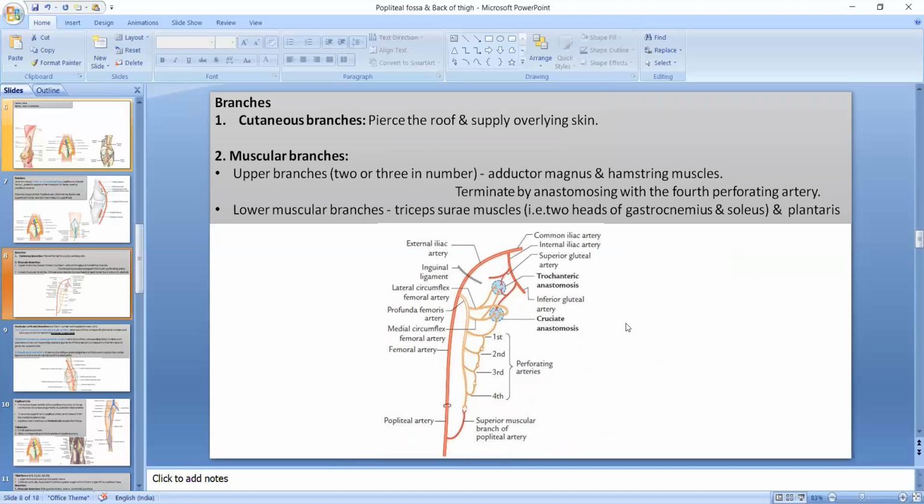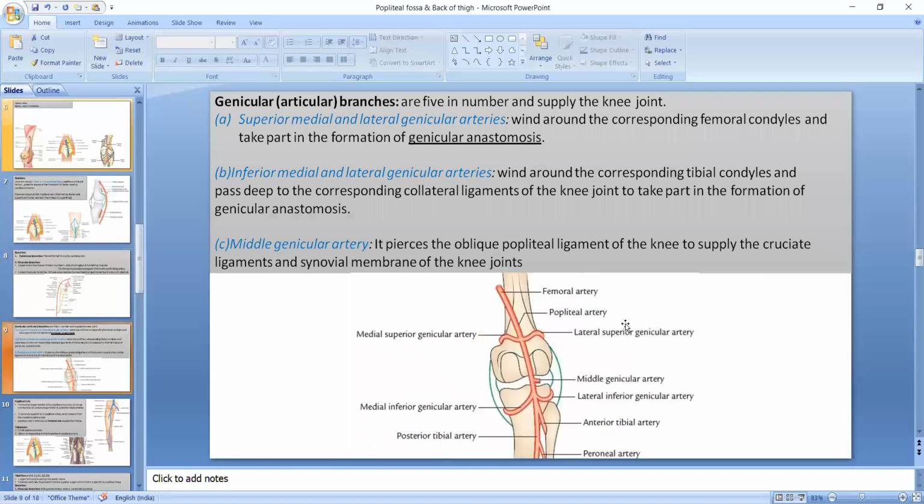Branches: cutaneous branches pass through the roof and supply the overlying skin. Muscular branches: the upper branch supplies the adductor magnus and hamstring muscles, and terminates by anastomosing with the fourth perforating artery. The lower muscular branch supplies the triceps surae muscles and plantaris. It supplies all these muscles.